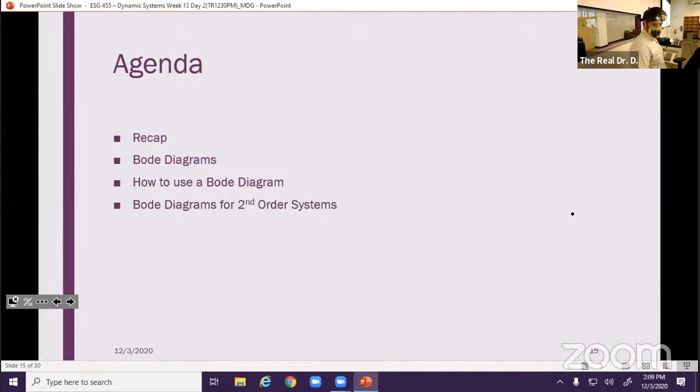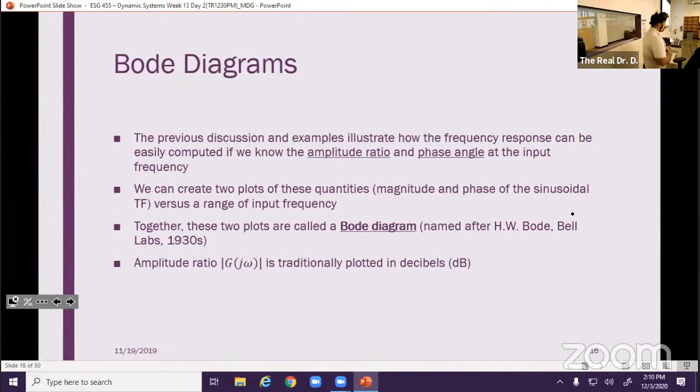All right. Well, in that case, we are going to discuss Bode diagrams. What time is it? Perfect.